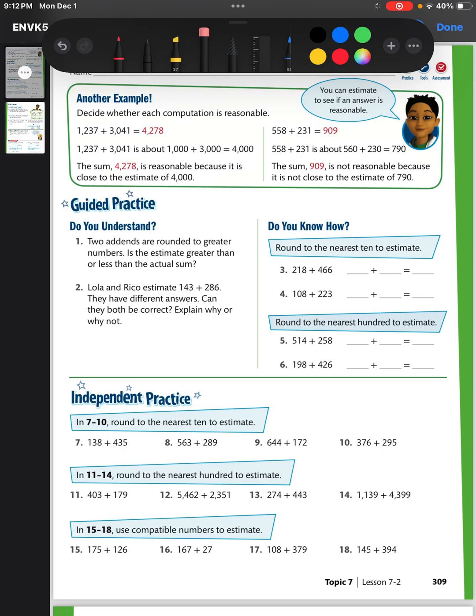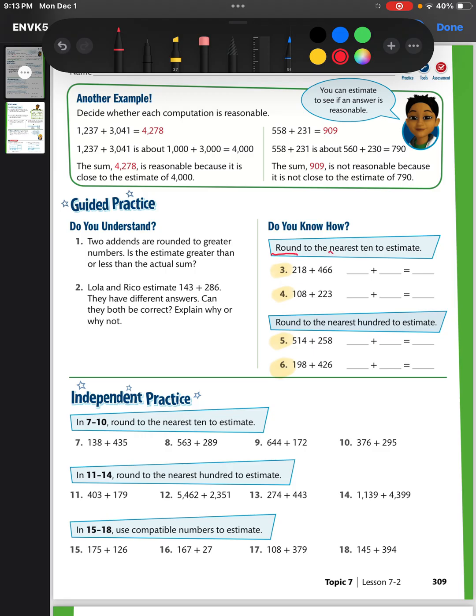All right, you're going to need your Savvas math workbook because we're going to be working on page 309. So go ahead and open that up. The I do portion that I'm going to do with you today is number 3, number 4, number 5, and number 6. Okay, so today's skill we're going to be practicing something that we've already previously done.